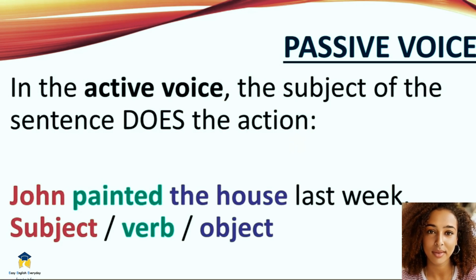In the active voice, the subject of the sentence does the action. For example, John painted the house last week. John is the subject, painted is the verb, and the house is the object.